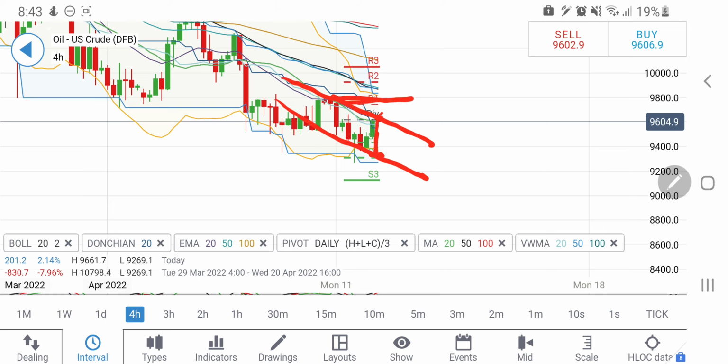So if it breaks 96.5, I'll recommend that probably we can go short. Till the time it is below 96.5, you can expect that it may try to come back towards 93.5 levels, and then from there we may see a sharper drop too on the downside.